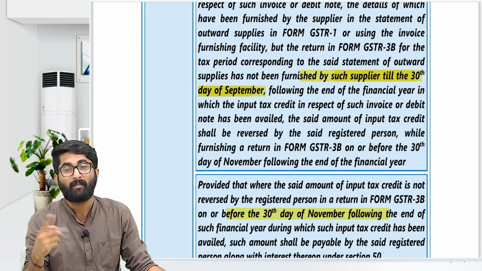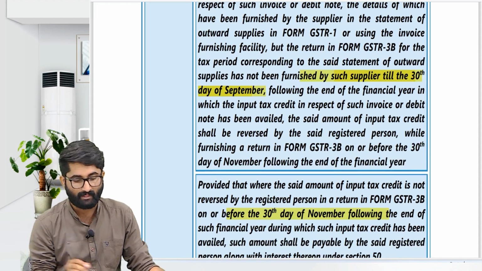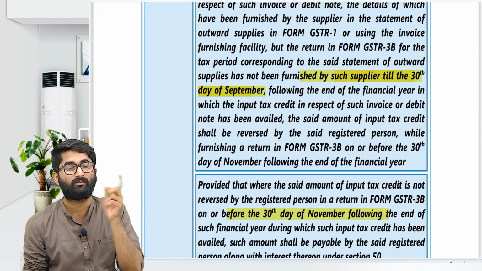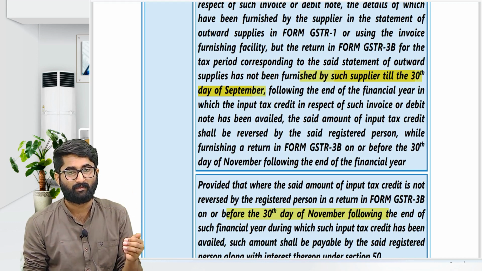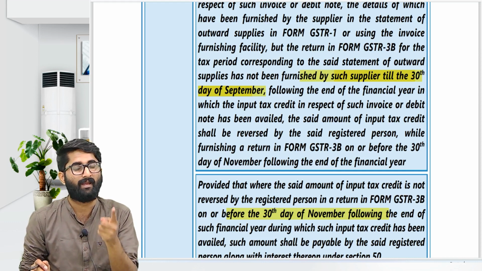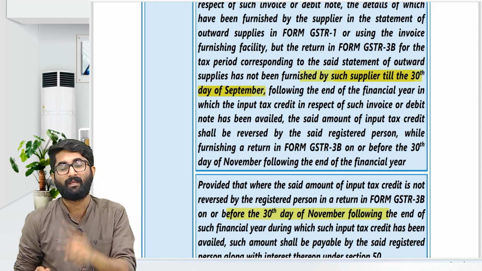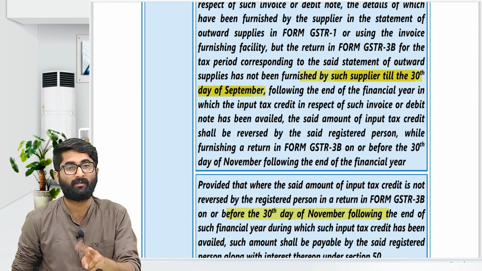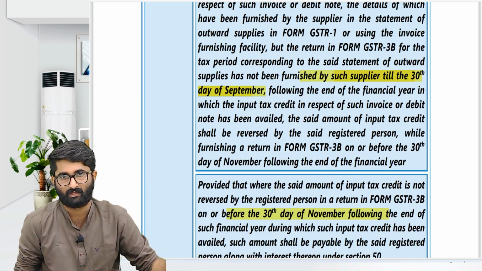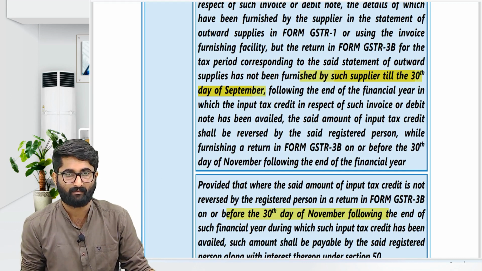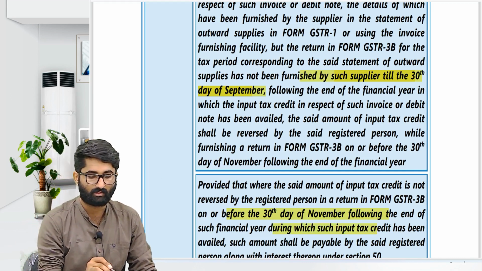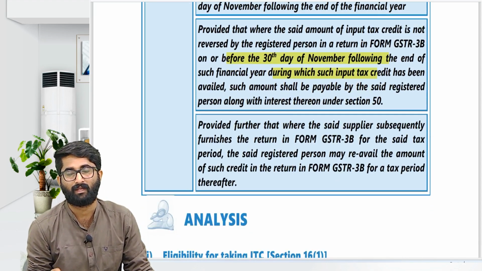In that case, by 30th November, any 3B after 30th September, I will file 2 3Bs. After 30th September, by October 20th, I will file 1 3B. By November 20th, I will file 1 more 3B. In these 2 3Bs, in any 1 3B, I have to reverse the ITC which I have availed. If I don't pay that, then the interest is also liable on me. So that is given in this point.